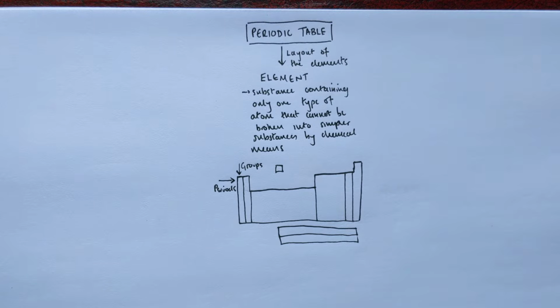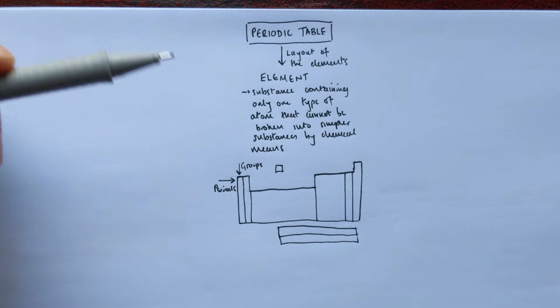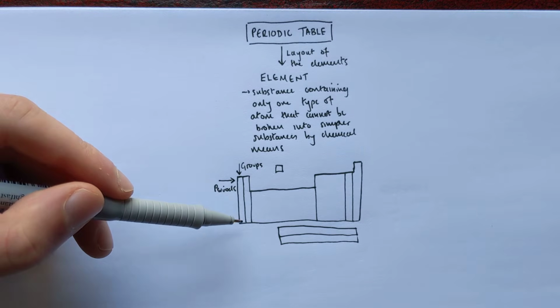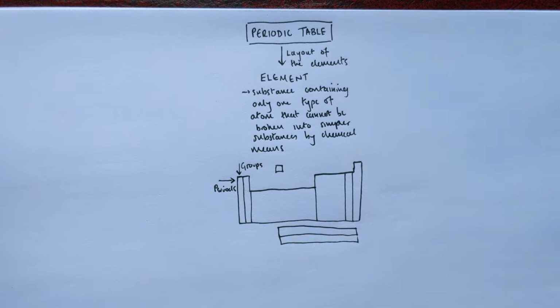The key feature about groups in our modern periodic table, which makes elements in the same group, is that they have the same number of outer shell electrons. In other words, an element which is found in group 1 must have one electron in its outer shell.